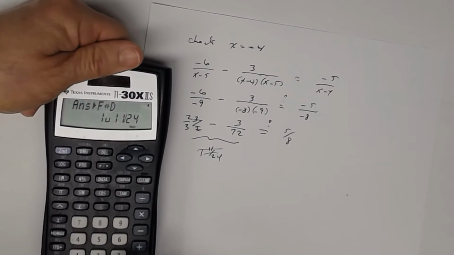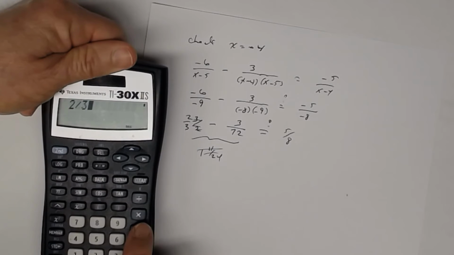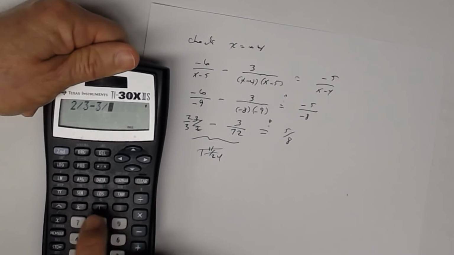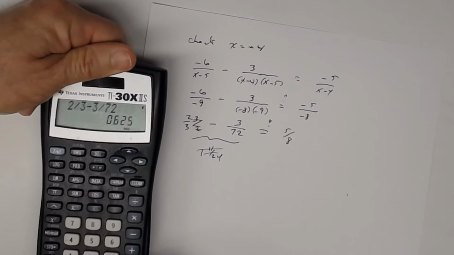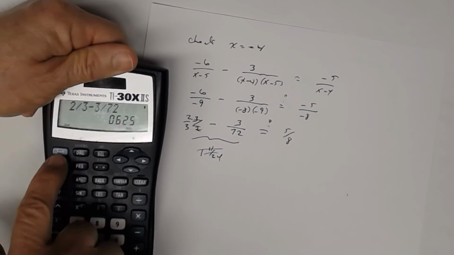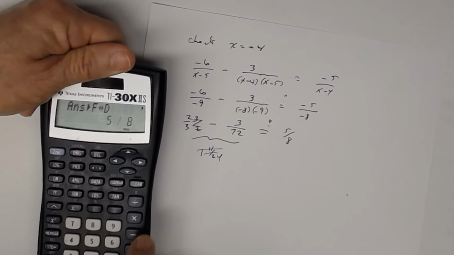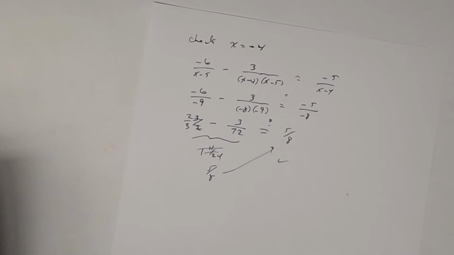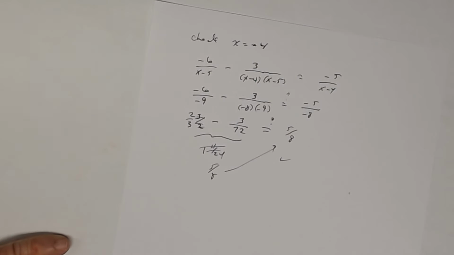So 2/3 minus 3 divided by 72 equals, all right, convert that to a fraction. Notice what happens. I get 5/8. So that's 5/8, and that's what this is. All right, so that is number 2. All right, let's look at number 3.